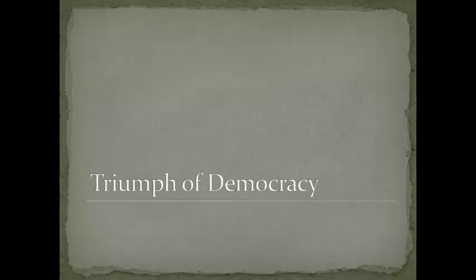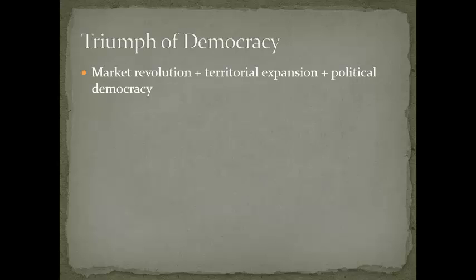All right, let's talk about the triumph of democracy. Because there's three parts. We've already spoken about the market revolution. We've already spoken about territorial expansion. Now we're going to talk about the expansion of political democracy, getting more and more political power out into the hands of the people.